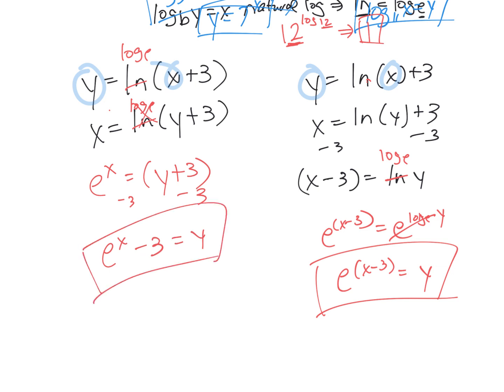Notice the difference. This plus 3, the inverse is minus. This plus 3 is now a minus. It was outside parentheses, right? It was a log, and now it's exponential. This y plus 3 was inside parentheses. It's minus 3 on the outside. It was a log, and so this is exponential.